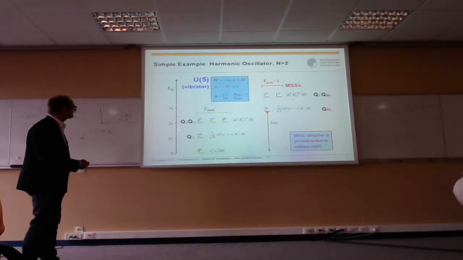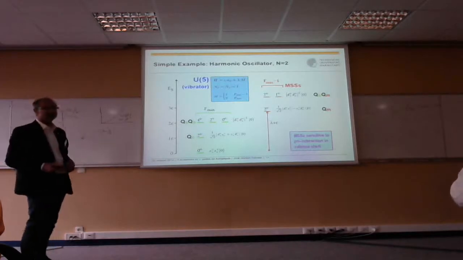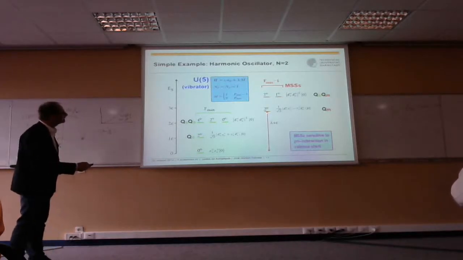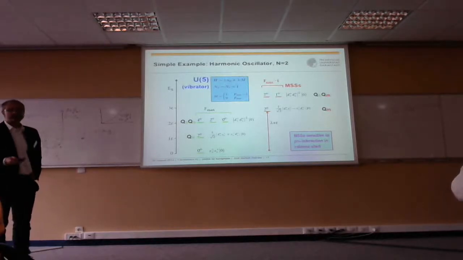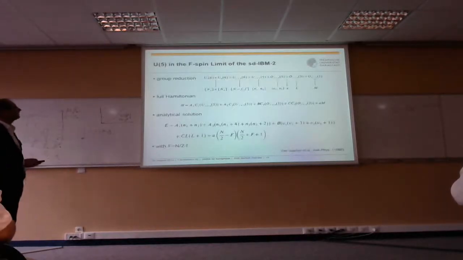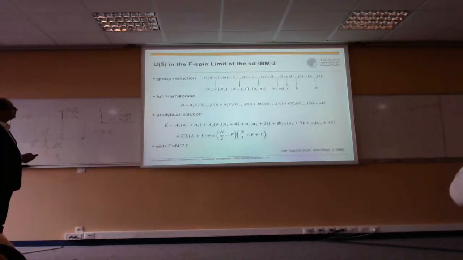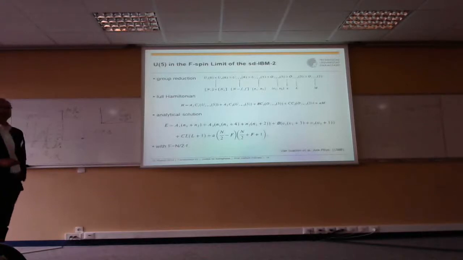I say lambda is here 1.7 or so. Then these states are shifted to here, and this is 1 MeV higher. So new states appear that have a minus sign in the wave function. So we have discussed so far the U5 limit in this F-spin limit of the sd IBM-2.